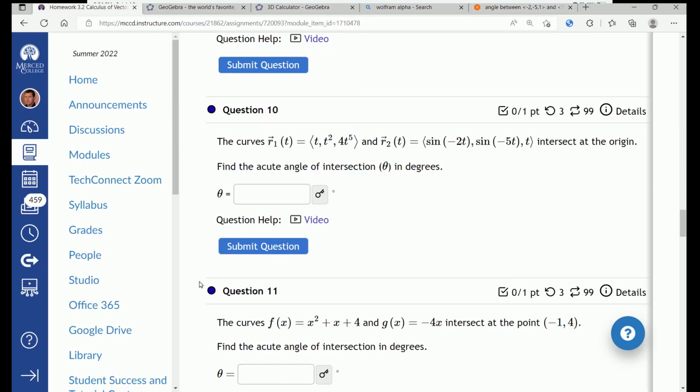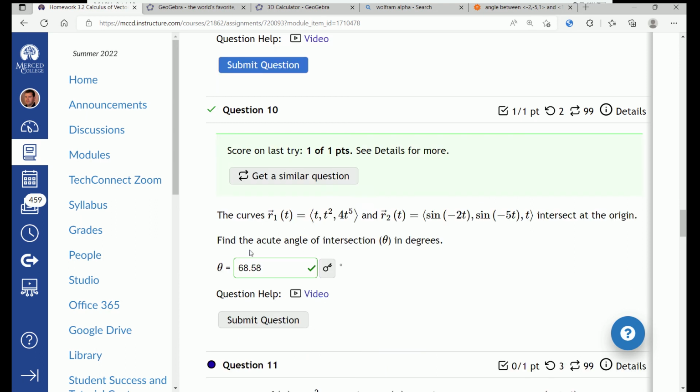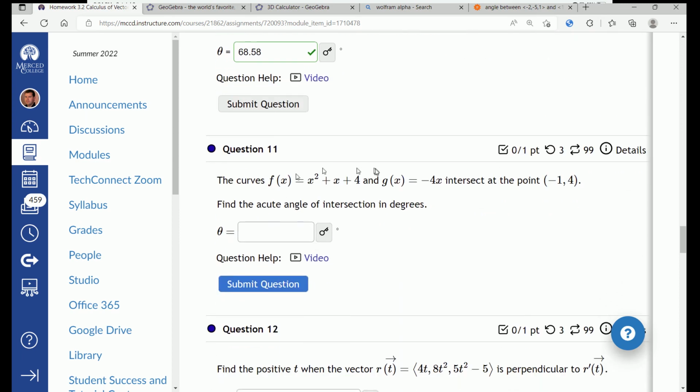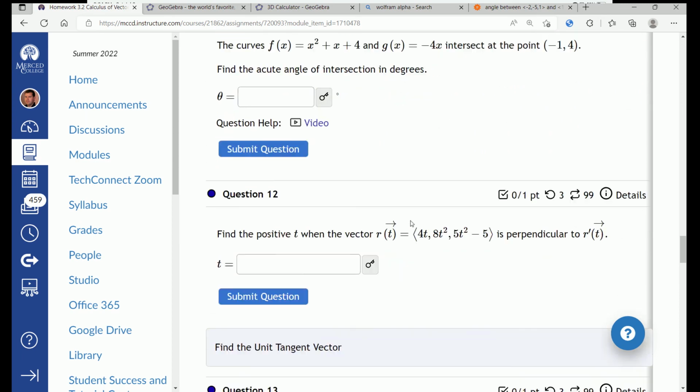So coming back here, let's just click on it and see how many decimal points it wanted. I was just going to put in 68.58. I'm just going to do that. Is 2 decimals enough? Yeah, 2 decimals was enough. So yeah, all right.